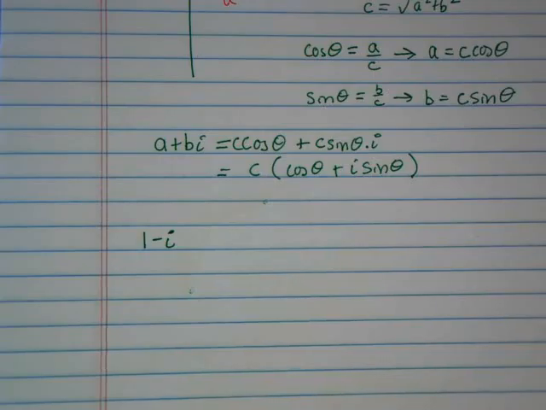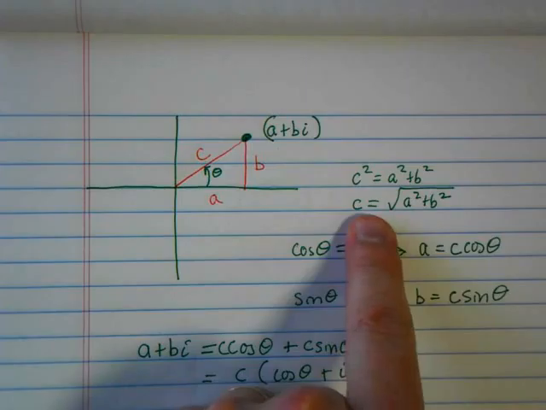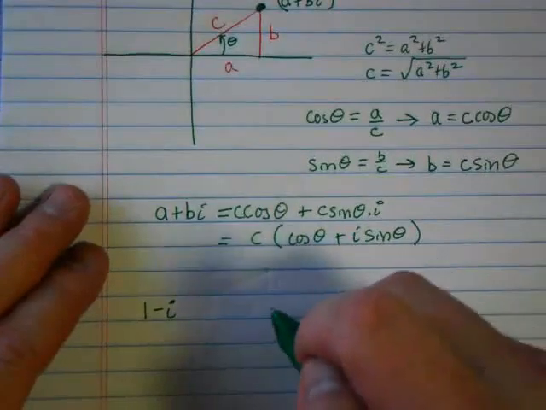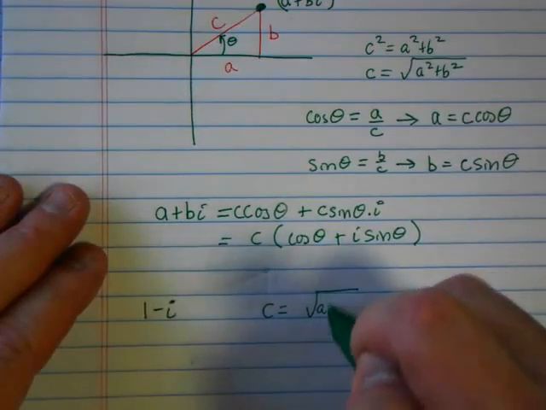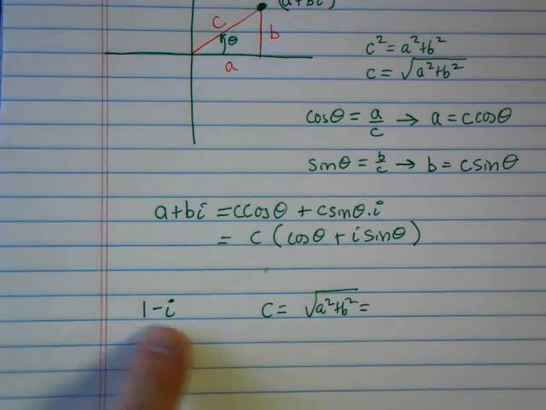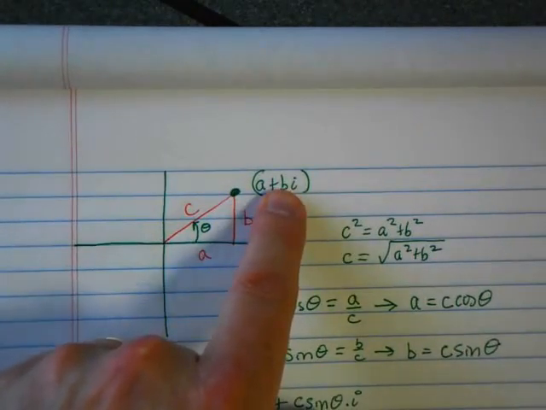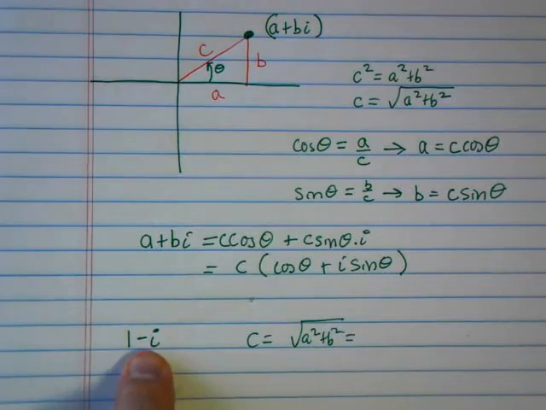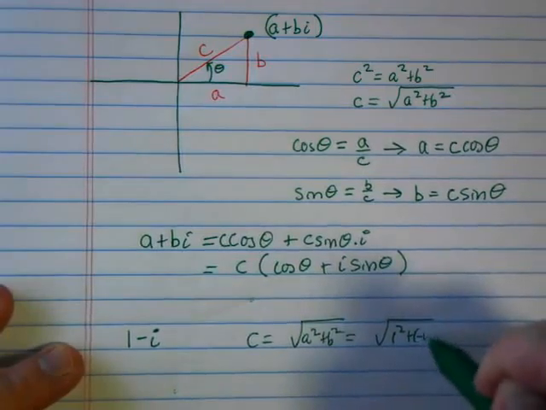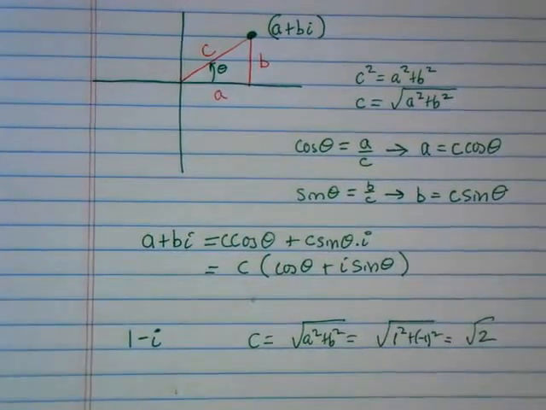Finding c is pretty easy. What's c? c is the square root of a squared plus b squared. What's a? a is 1. What's b? Notice b is just the number that's in front of the i. -1 actually, but it wouldn't really matter if you used 1. So it's 1 squared plus -1 squared, that's the square root of 2. c is the square root of 2.